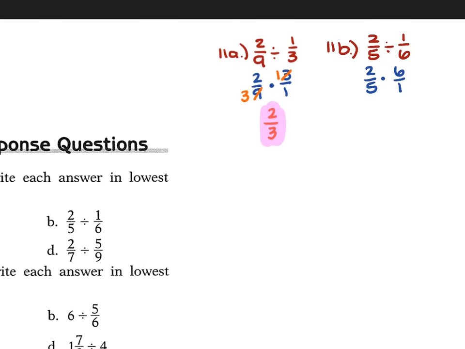So 2 times 6 is 12. 5 times 1 is 5. Simplify this, turn it into a mixed number. 5 goes into 12 twice with 2 left over. So that's 2 and 2 fifths.